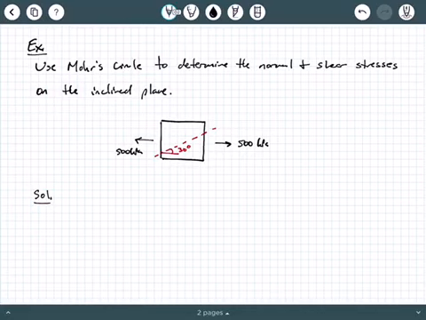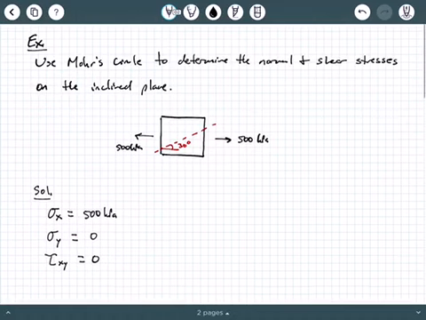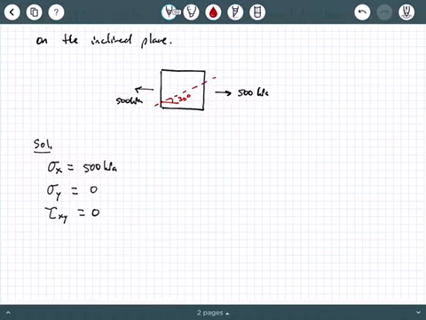So in this video, we're going to be illustrating Mohr Circle, and in this particular example, we're going to use Mohr Circle to determine the normal and shear stress components on the inclined plane shown in red on this element. If you take a close look at this element, this is a fairly simple element. When we start the solution, we need to identify what we know.